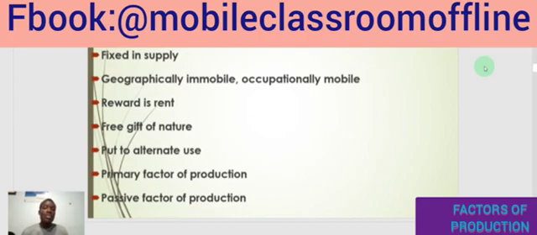And then land is also a passive factor of production. Passive factor of production in the sense that it cannot perform production alone. It needs the assistance of other factors of production in order to be able to perform the functions that we are talking about. So these are some of the characteristics of land. So anything that possesses these points, we qualify it to be land. I hope you get it.